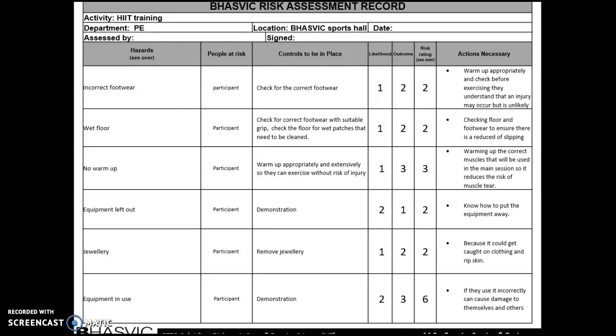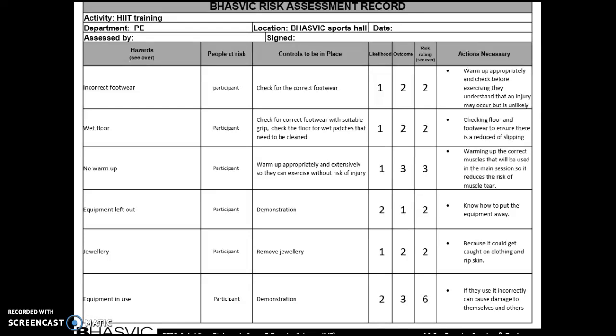Moving on to the risk assessment. As we see, we've got hazards on the left side: incorrect footwear, wet floor, no warm up, equipment left out, jewellery, and equipment in use. All of these have an effect on the participant and possibly people around the participant. And then the controls to be in place.